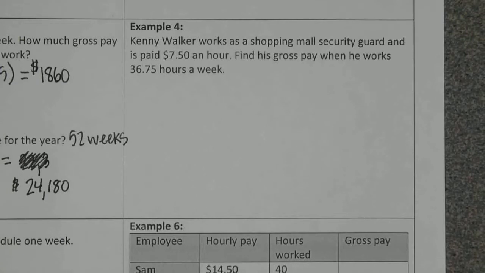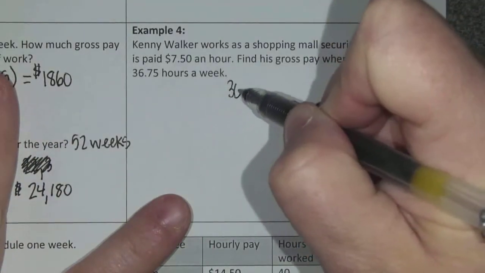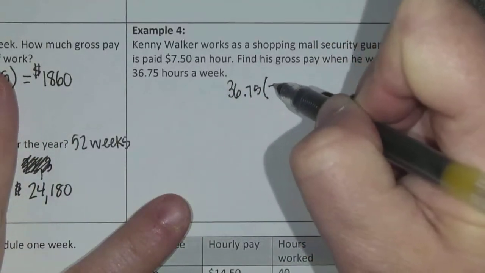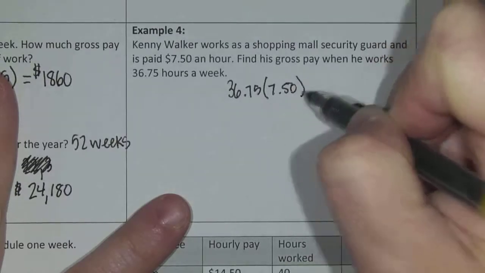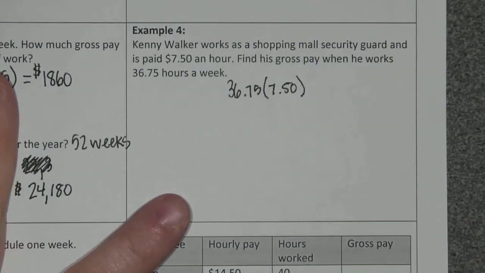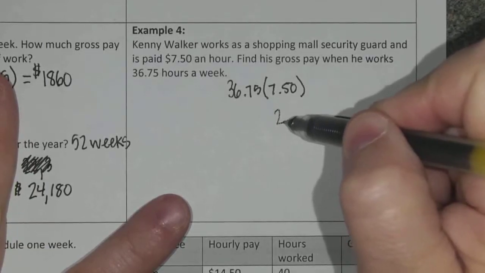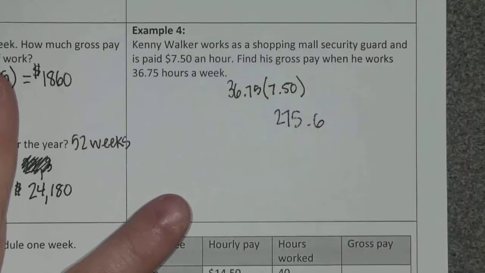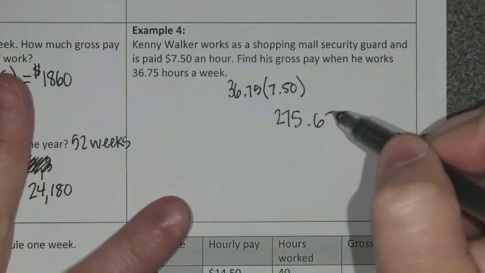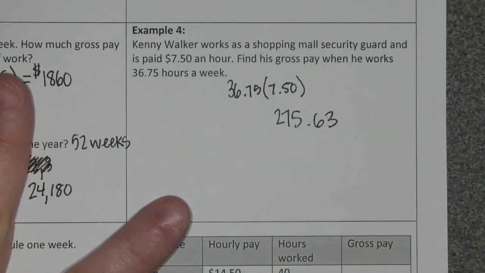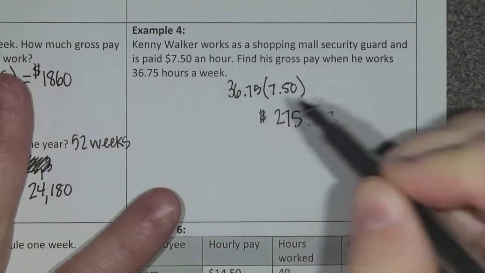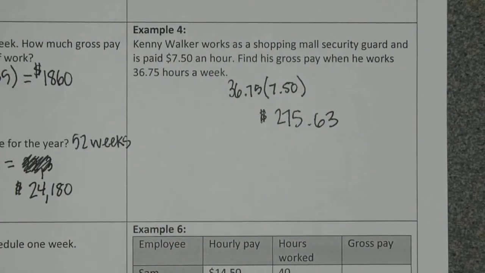All right, find his gross pay when he works 36.75 hours. So you're just doing 36.75 and you're timesing it by $7.50 an hour. Yeah, perfect. $275.60. If I round that, 63 cents, because it's 0.625. Questions on that one?